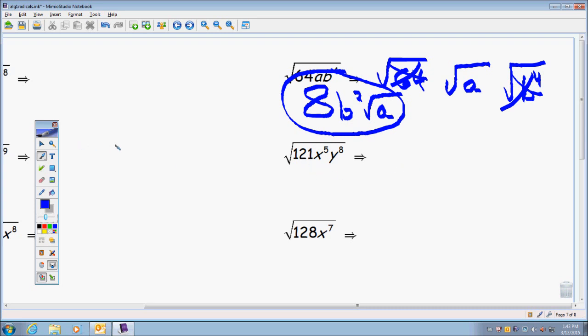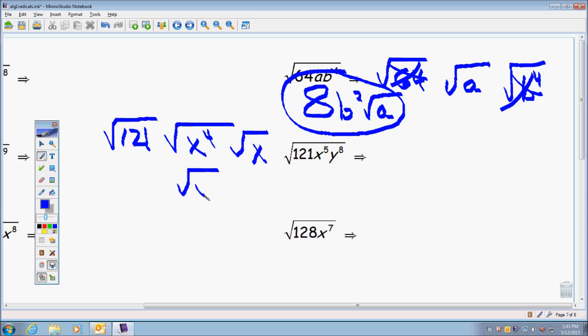Okay, 121. Let me just write it over here. I believe that's going to be 11. X to the 5. Okay, so pull out 4 of them. There's 1 left over. Y to the 8th is even. If it's even, we love it. Yank it out. It's perfect. Now, this is 11. That's x squared. And by the way, we do this in alphabetical order. That's y to the 4th. And the one that's stuck inside the house is an x. Think of the radical thing like a little house. And there's your answer.